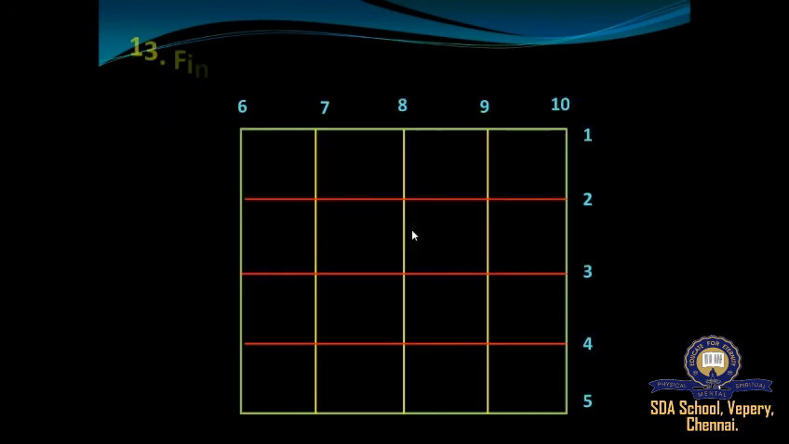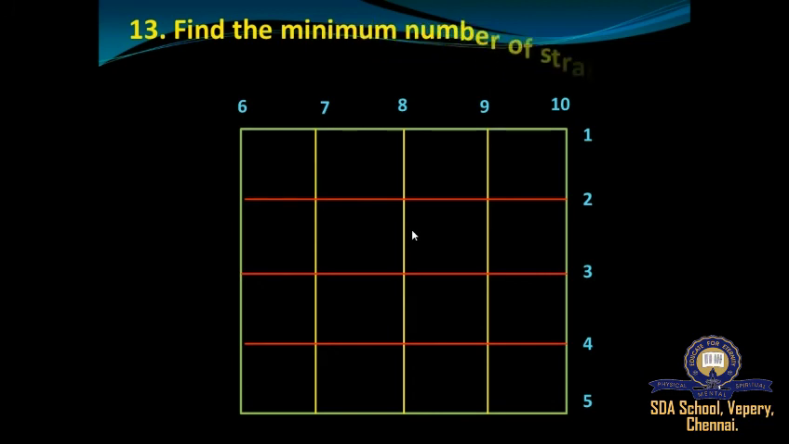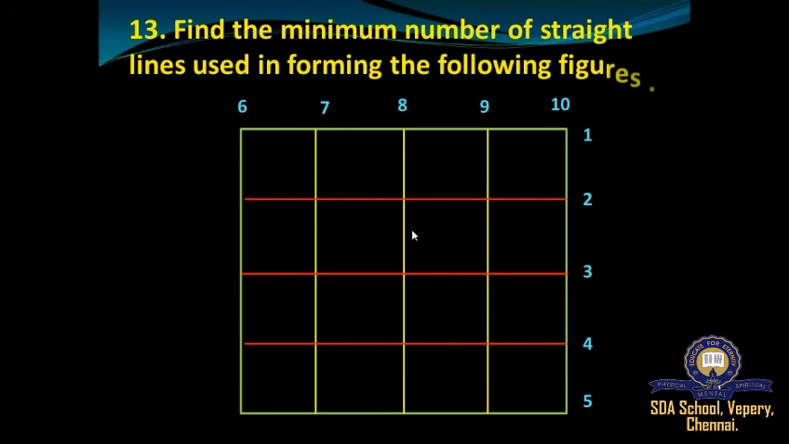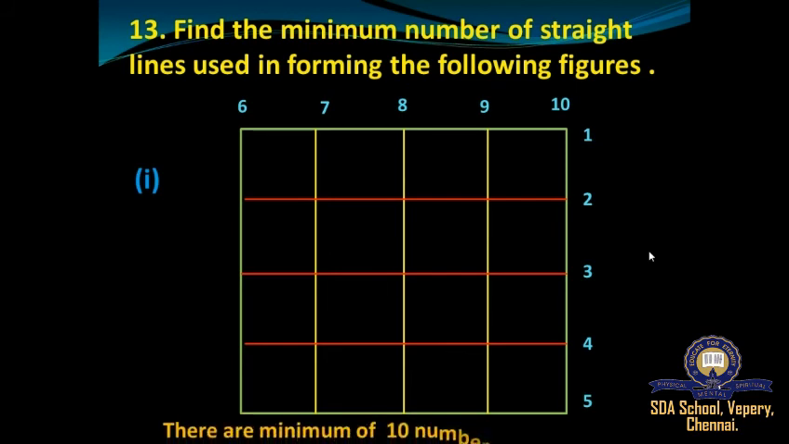Let us move to the last question. Find the minimum number of straight lines used in forming the following figures. Okay, so now we'll move to the first one. You could see that this will be one line, second line, third line, fourth line, fifth line. And this will be one, sixth, seventh, eighth, ninth, and 10th. So there are a minimum of 10 straight lines in this figure.